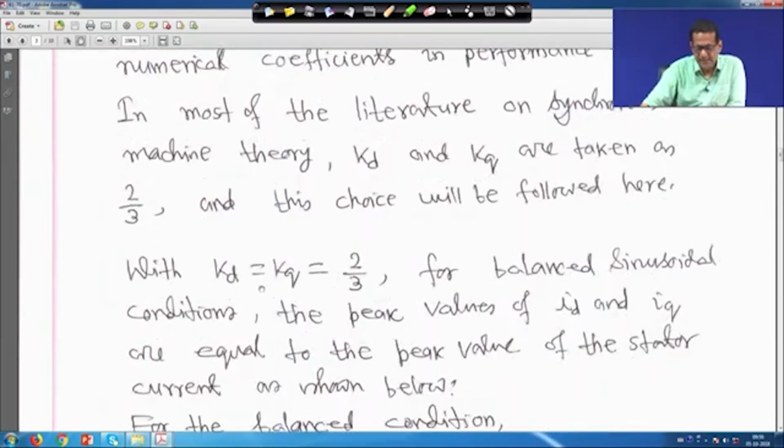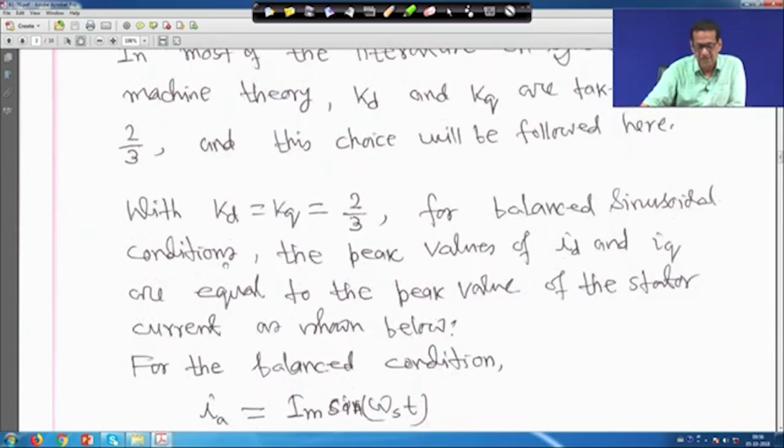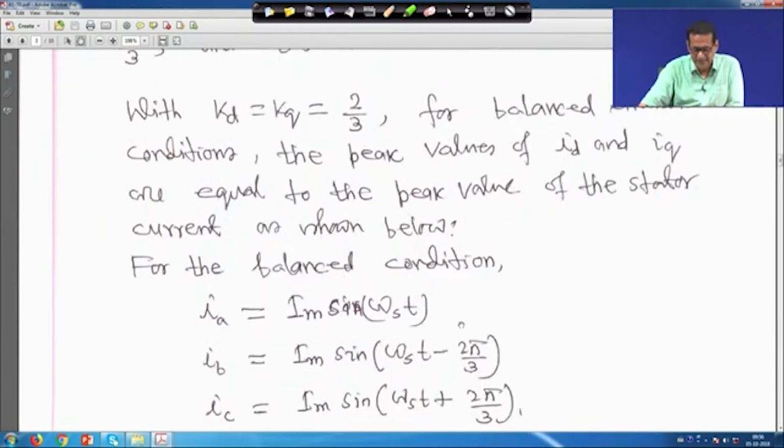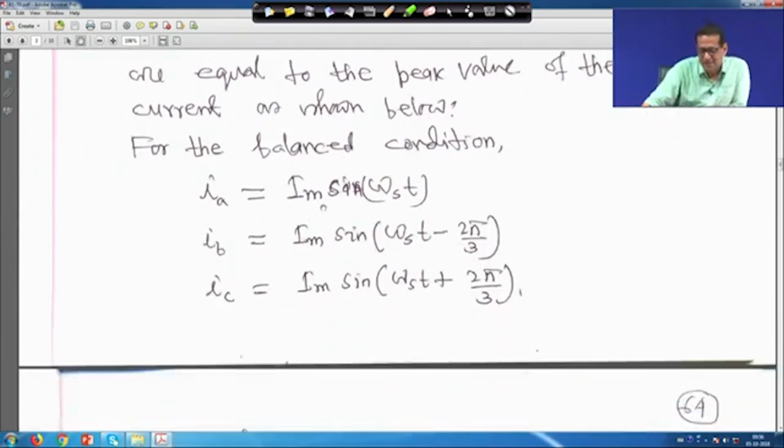With kd equal to kq equal to 2 by 3, for balanced sinusoidal conditions, the peak values of id and iq are equal to the peak value of the stator current, as shown below. For the balanced condition, we know that ia is equal to Im sin omega s t.